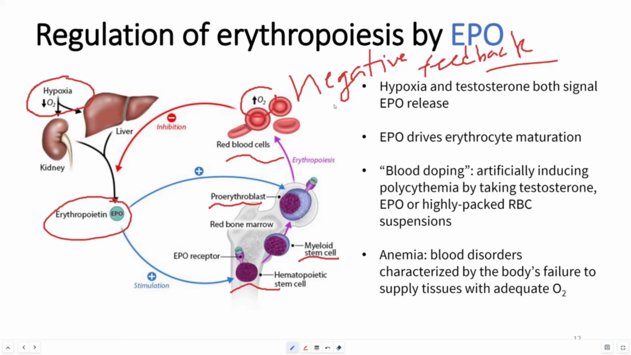One application here is anemia, blood-based disorders characterized by the body's failure to supply oxygen to the tissue. Pernicious anemia is an example where the body fails to absorb vitamin B12 due to a lack of this protein called intrinsic factor inside the stomach. Other ones include iron deficiency anemia, when you don't eat enough iron in your diet.